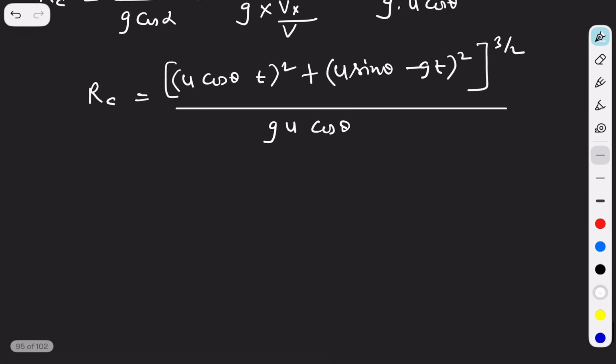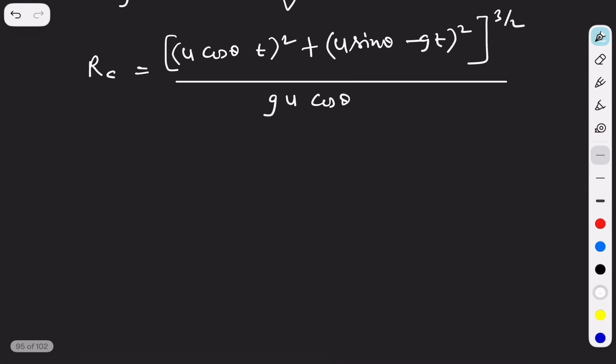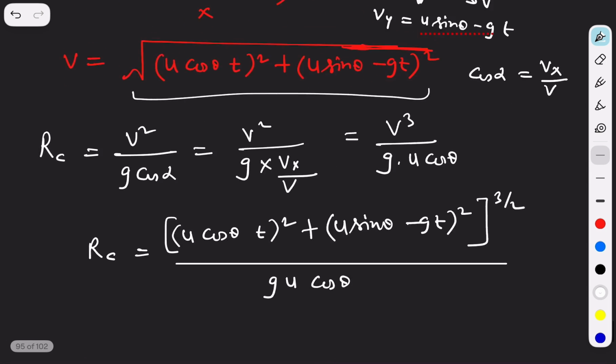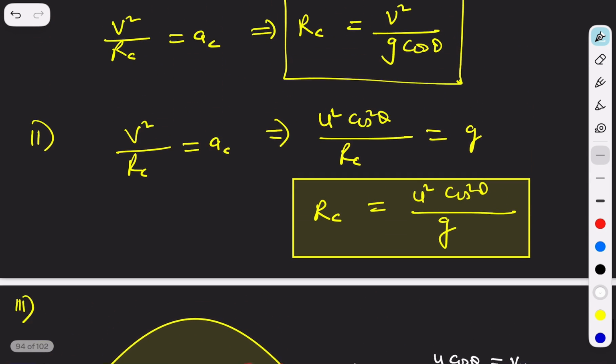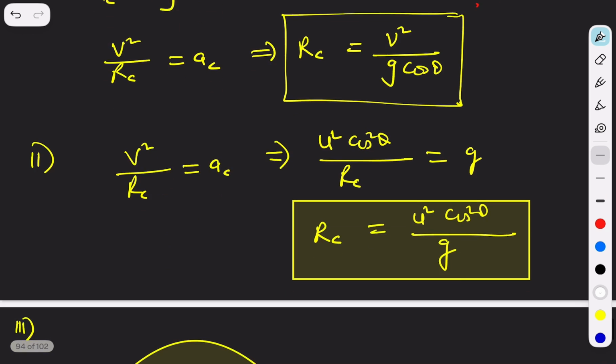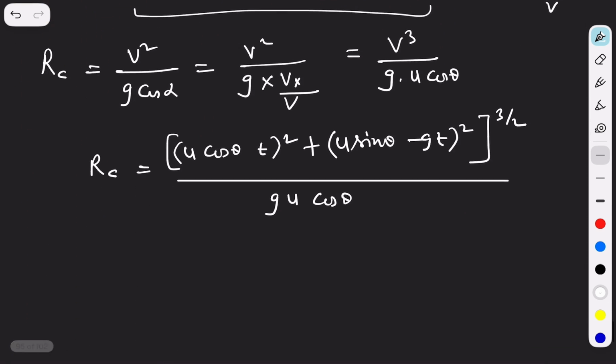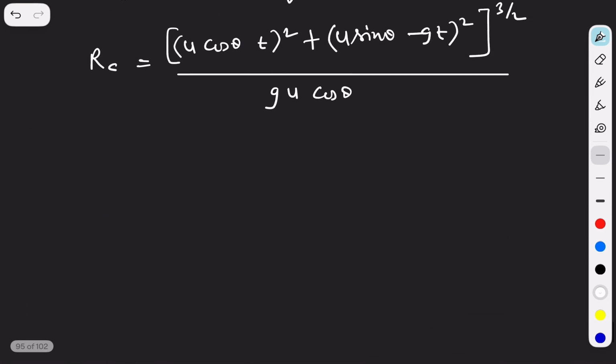In the last class we had seen only, I think, two problems on the radius of curvature. So I thought I should take a few more problems on this. Let me solve a few more problems, and then we can go on to the concept of centrifugal force.